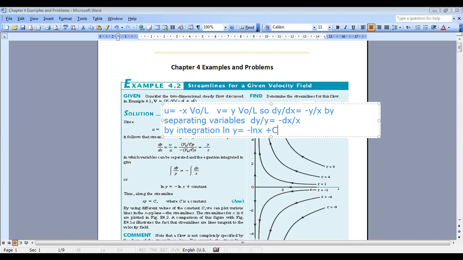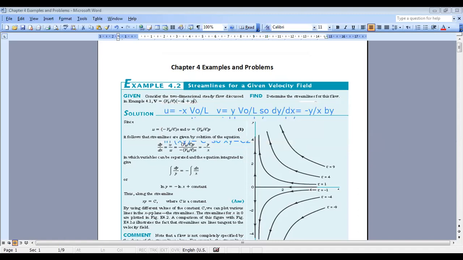Okay, so here if we take ln x to the other side, you can write that ln of x times y equals a constant, another constant, of course, c. Okay, and so x times y equals a constant c2. Okay, so this is your equation, and now you can take any value for c and draw the streamlines. So in this case, if you do your drawing, you will see this.